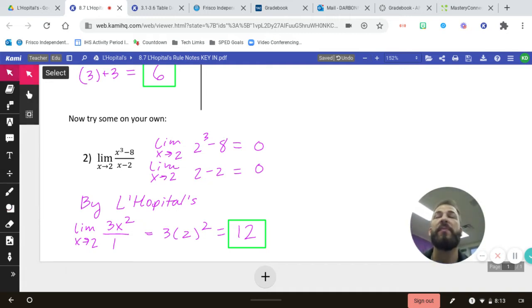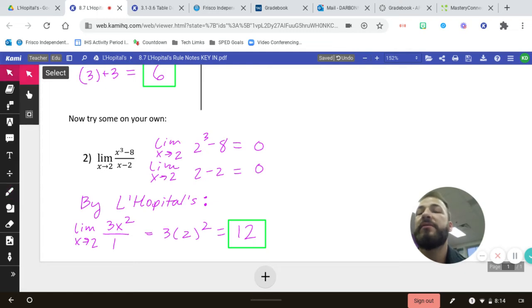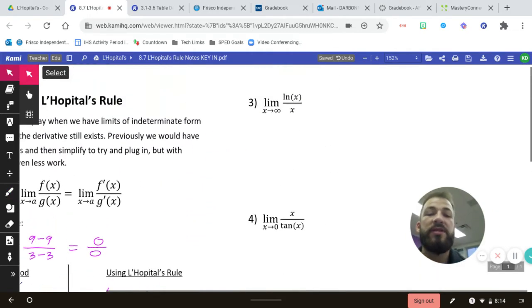Evaluate the top, evaluate the bottom. If you get 0 and 0, or infinity and infinity, or negative infinity and negative infinity, those are your three indeterminate forms. Then you're going to write by L'Hopital's, and then take your derivatives and plug in. If by any chance you take your derivatives and you still get an indeterminate form, then you would just apply L'Hopital's again. You can actually apply L'Hopital's over and over until you get to a function you can evaluate. You can do it as many times as you need to. Fun little fact.